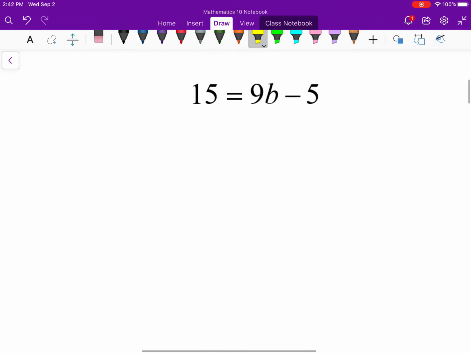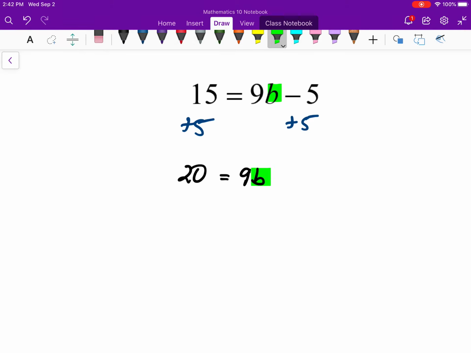So the second equation, same idea. I want to solve for b here. First, I want to cancel out the subtraction of 5, the take away 5, by adding 5 to both sides. And so I have 20 on the left-hand side and just 9b on the right-hand side. And finally, to get rid of the 9 times the b, again, it's not 9 plus b, it's 9 times b. So the inverse of multiplication is division. Divide both sides by 9. And really, I have my answer right here, 20 over 9.